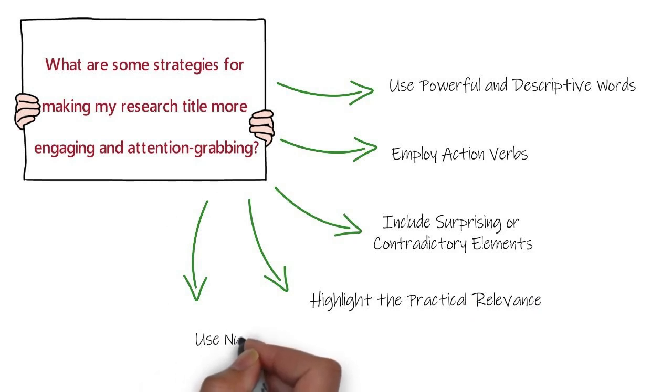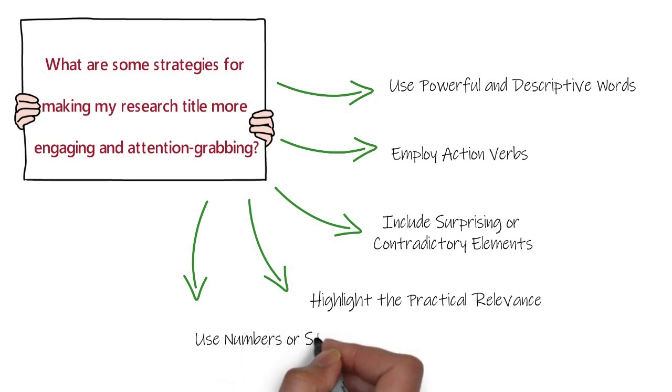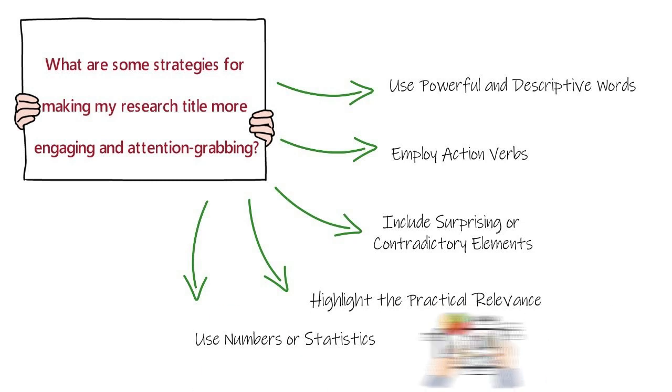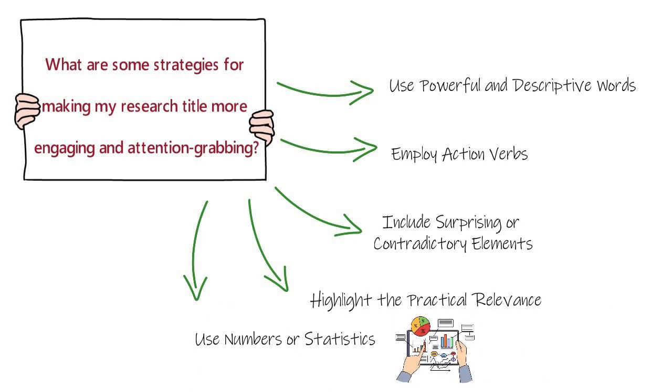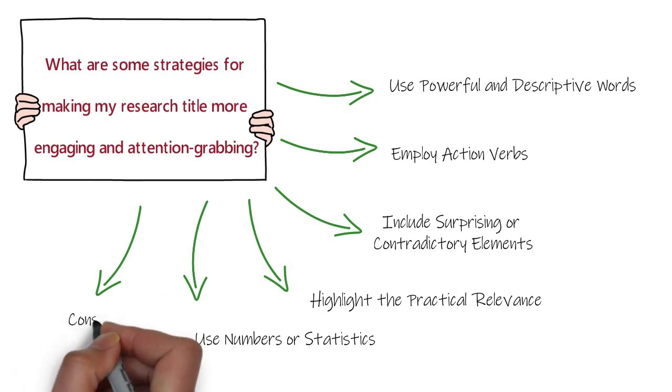Use numbers or statistics. Incorporate numbers or statistics in your title to grab attention. Quantitative information can pique curiosity and create a sense of significance. For instance, mention the magnitude of an effect, the number of participants, or the percentage of improvement achieved in your research.